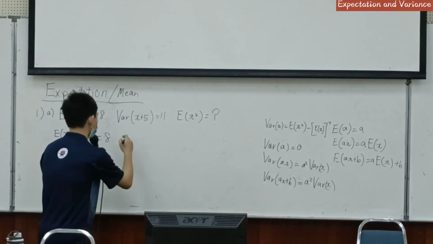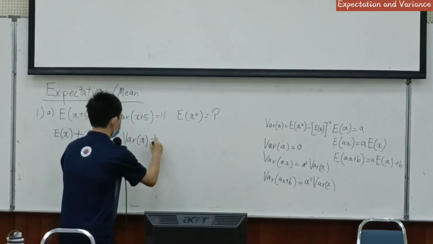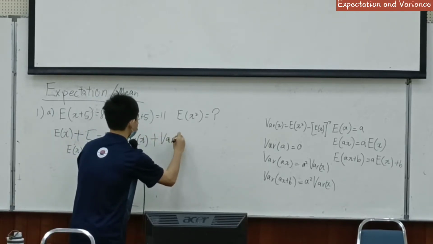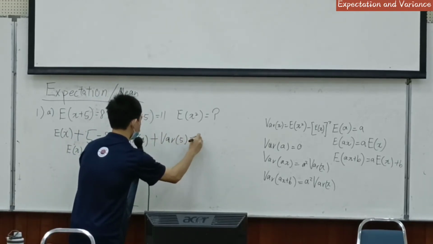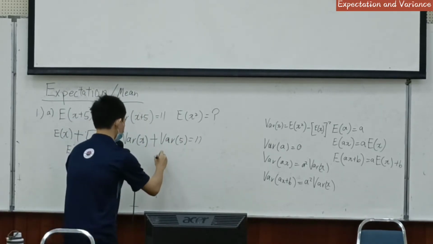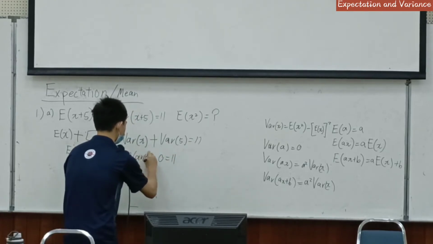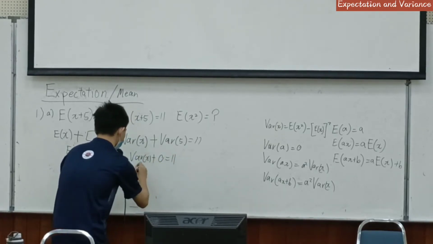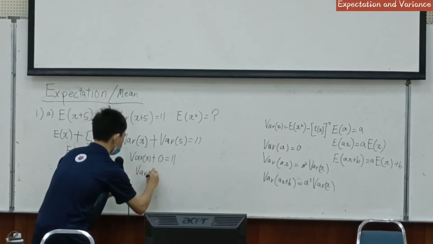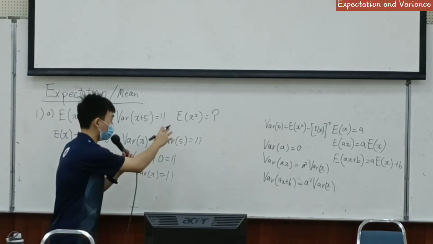So the variance is the same. We write it as the variance of x plus the variance of 5 equal to 11. The variance of 5 is equal to 0, so 0 plus the variance of x equals 11. So the variance of x equals 11. Okay? So how do we find E(x squared)?